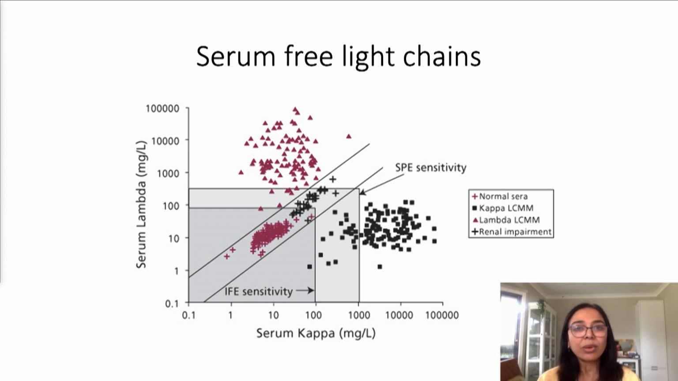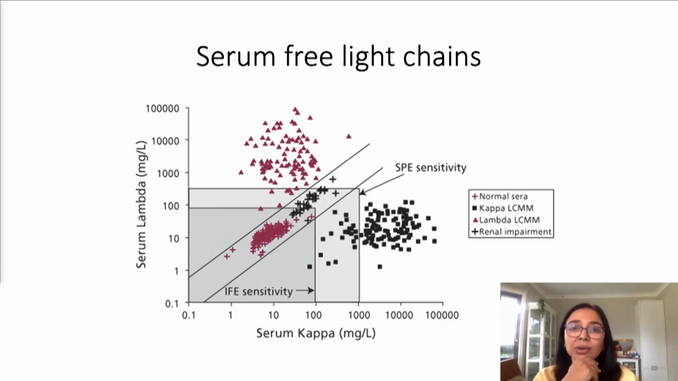So this is how we make a distinction between complete response and stringent complete response. So when the free light chains are normal, then you say that the patient has achieved a stringent complete response. Overall, serum free light chains are reported as kappa light chains, lambda light chains, and a ratio. So the ratio is quite important because it helps us to diagnose multiple myeloma.